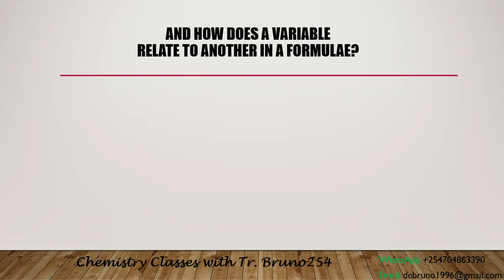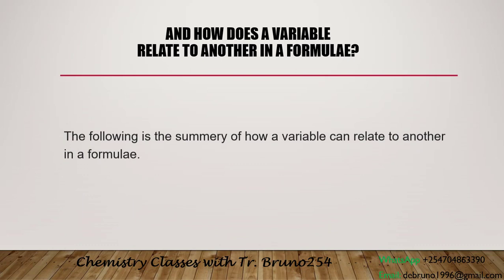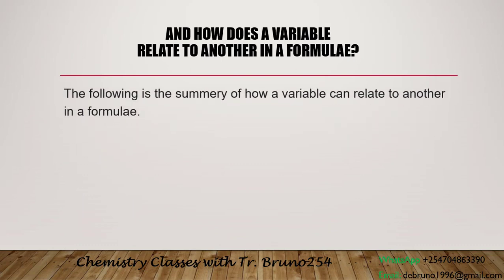And how does a variable relate to another one in a given formula? To understand this, we need to look at the following summary of the relationship between variables in a given formula. The first case is a direct relationship. For instance, we can have f varying directly as x, or f varies as x, and that is denoted by f equals kx, where k here is the constant.